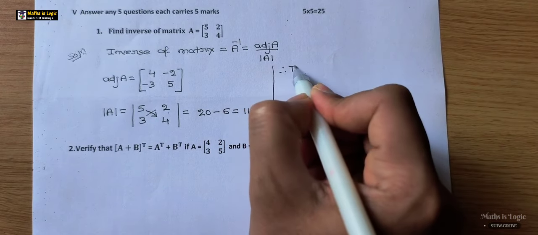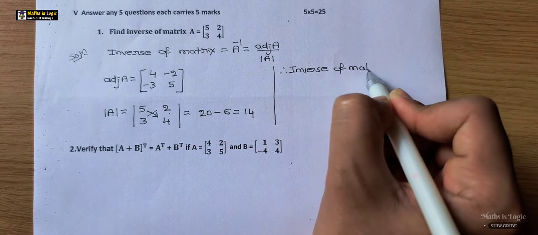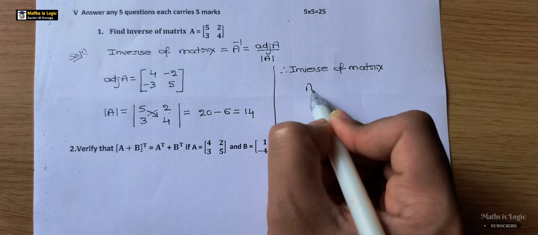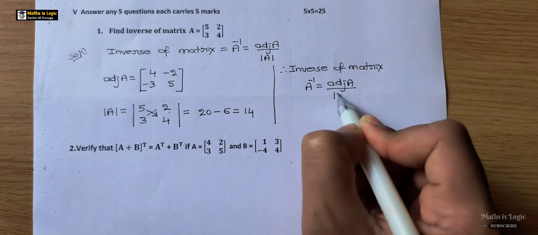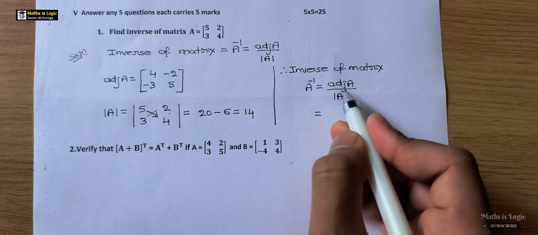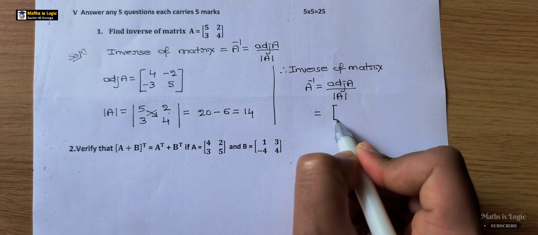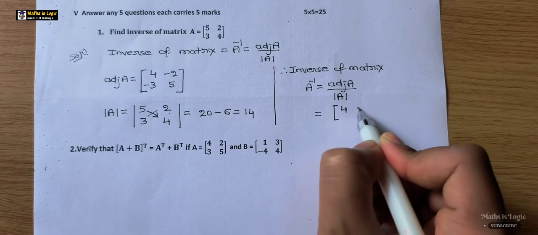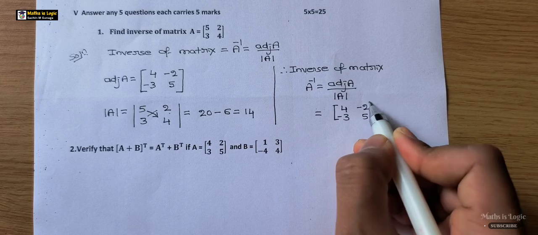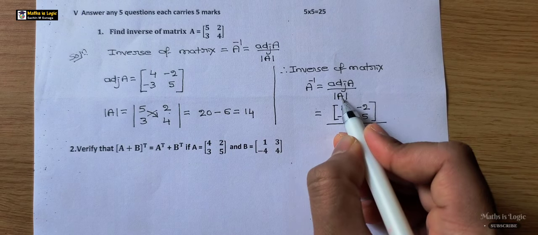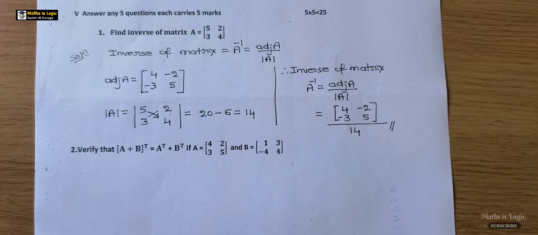Therefore inverse of matrix A inverse is equals to formula adjoint of A divided by determinant of A. So which is equals to, numerator adjoint of A is there. So substitute adjoint of A value. So what is adjoint of A value? 4, minus 2, minus 3, 5, divided by determinant of A. What is the determinant of A value? 14. So this is the answer.